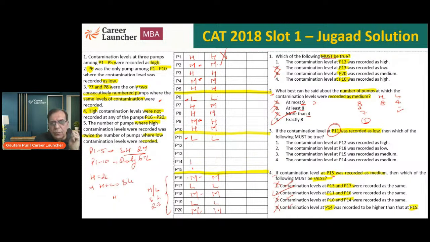5, 6. I need 2 more mediums for it to become 8 mediums. This cannot be a medium. 15 cannot be a medium. So 14 and 12 will be medium. And the remaining 2 will be high. सब फिट हो गया. Second case को देख लेते हैं.